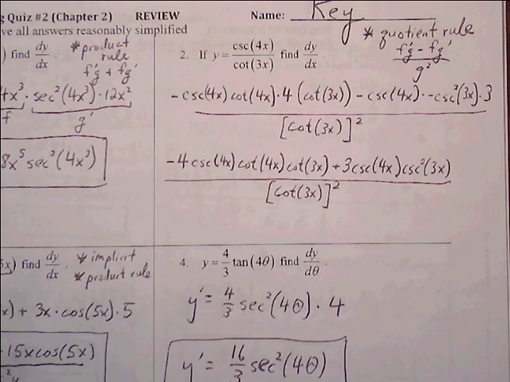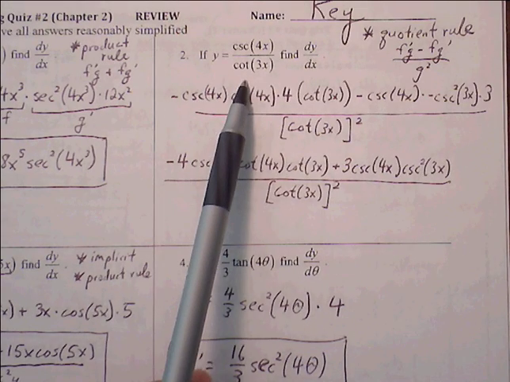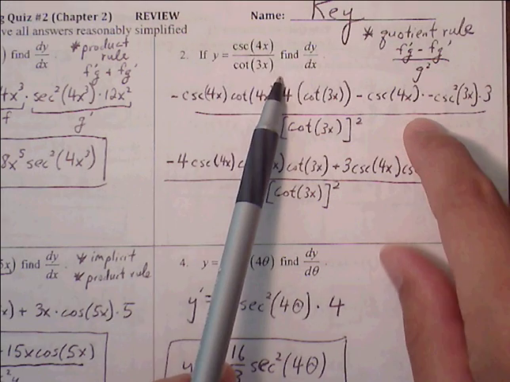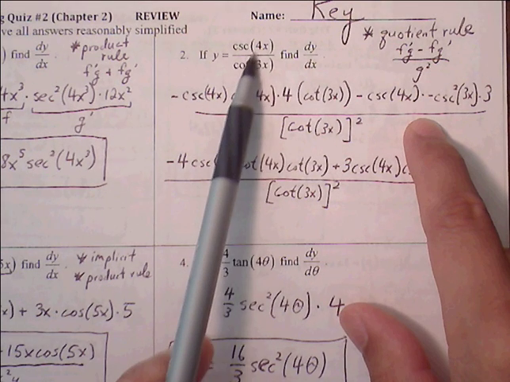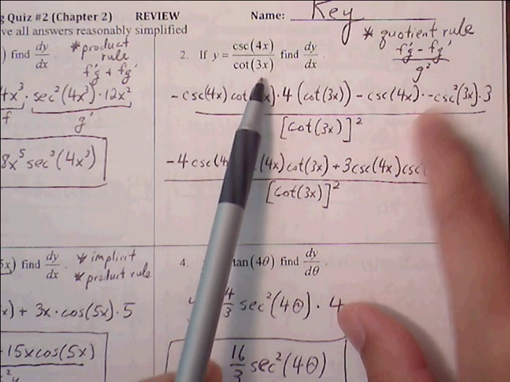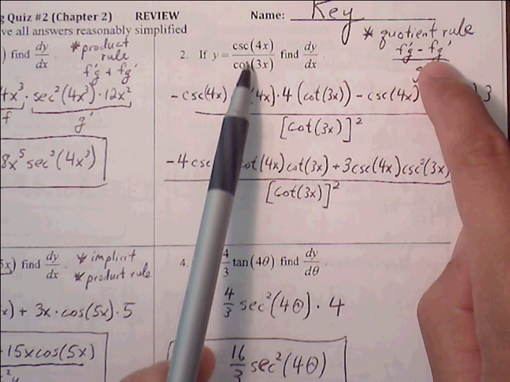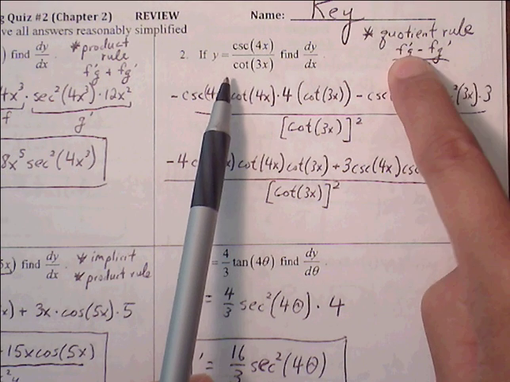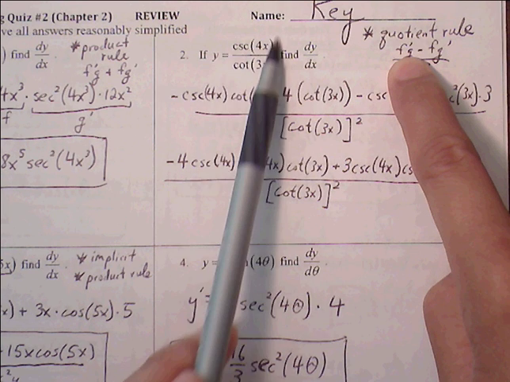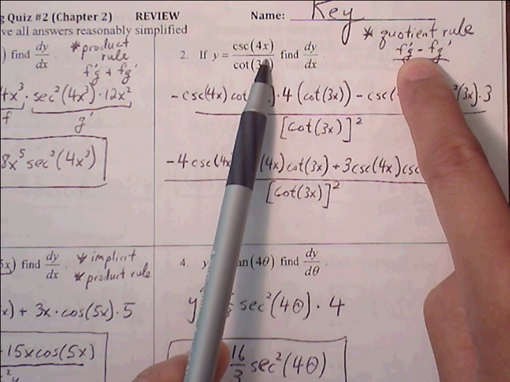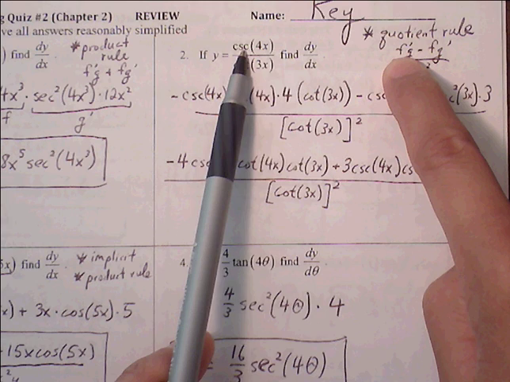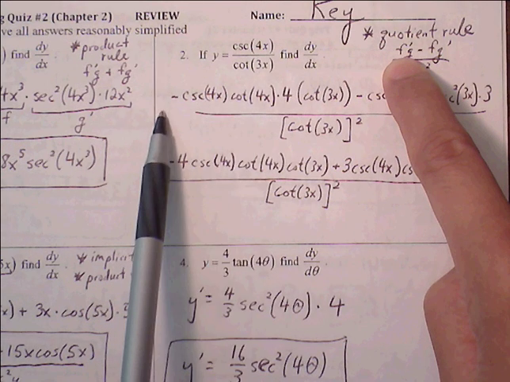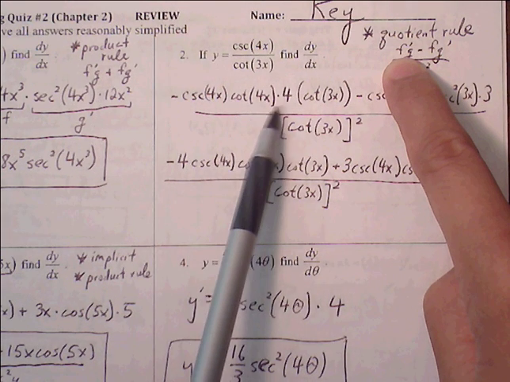Number 2, cosecant of 4x over cotangent of 3x. We can go through quotient rule. We have these two functions related to one another by division, so to find the derivative, we have to go through quotient rule. So f prime g minus f g prime, all over g squared. We'll let the f be the numerator and then the g be the denominator. So f prime, the derivative for cosecant of u, is negative cosecant of u, cotangent of u times u prime.